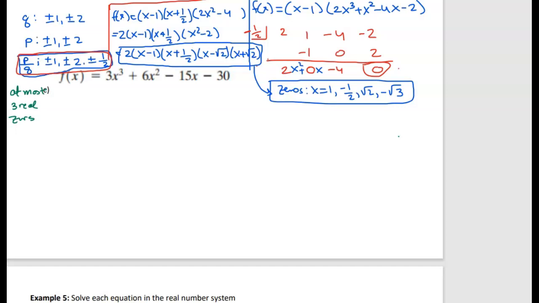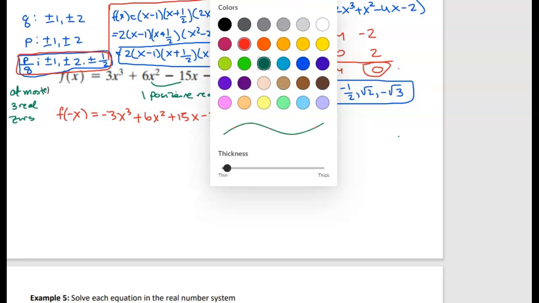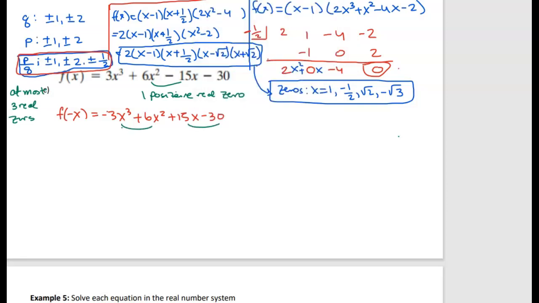We're going to look at sign changes. So positive, positive, positive to negative, one sign change. So we can have one positive real zero. All right. Let's plug in negative x. So this is going to be negative 3x cubed plus 6x squared plus 15x minus 30. All right. There's one sign change and 2. So we have 2 or 0 negative real zeros.